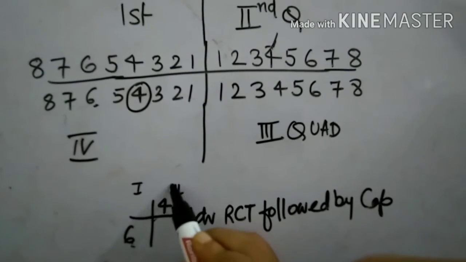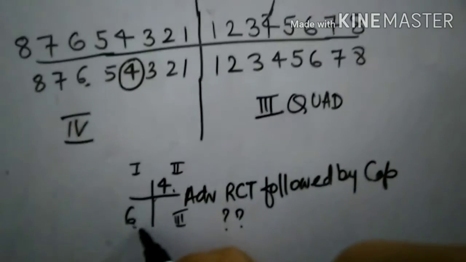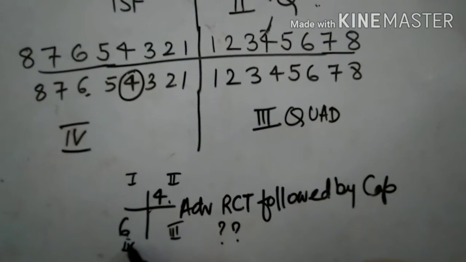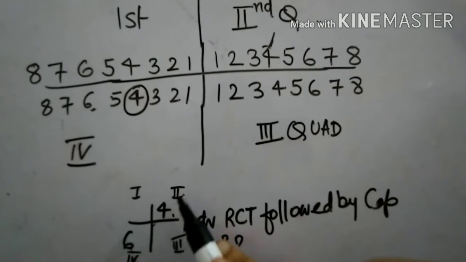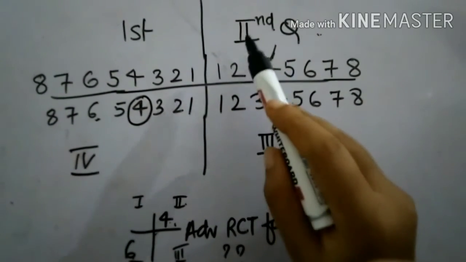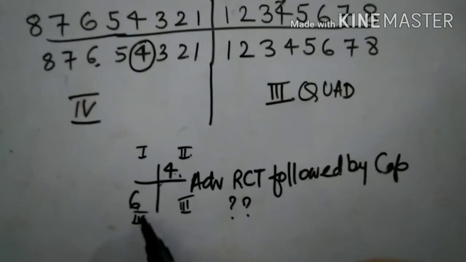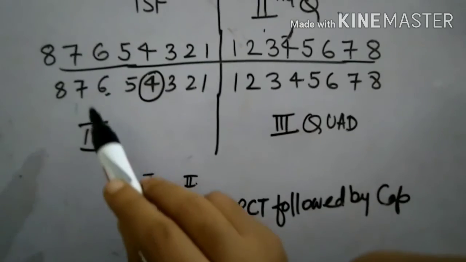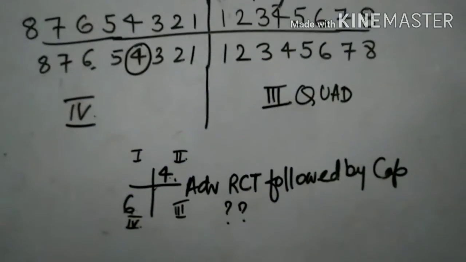Okay, so I'll repeat it again. First quadrant, second quadrant, third quadrant, and fourth quadrant. So the dentist is talking about second quadrant, 4 number tooth. The 4 number tooth is first premolar, and in the fourth quadrant he is talking about 6 number tooth, that is your first molar.